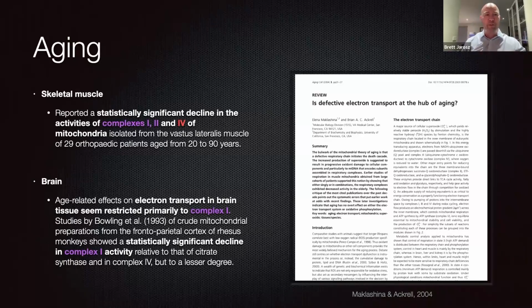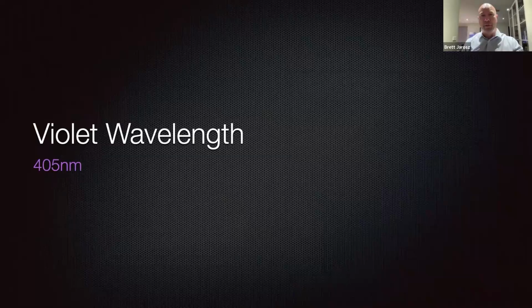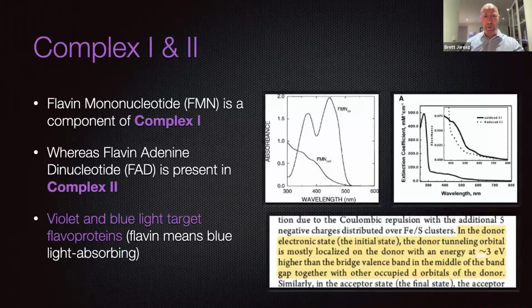Again, some research articles here on skeletal muscle and the brain and aging processes, showing that these complexes are being affected. So not only have we talked about osteoarthritis, medication toxicity, and neurodegenerative diseases, we just had a look at aging in relationship to those mitochondrial components. But when we look at that 405 nanometer wavelength, which is the wavelength in this particular device, and the impacts of violet onto complexes 1 and 2, we start to understand those mechanisms.